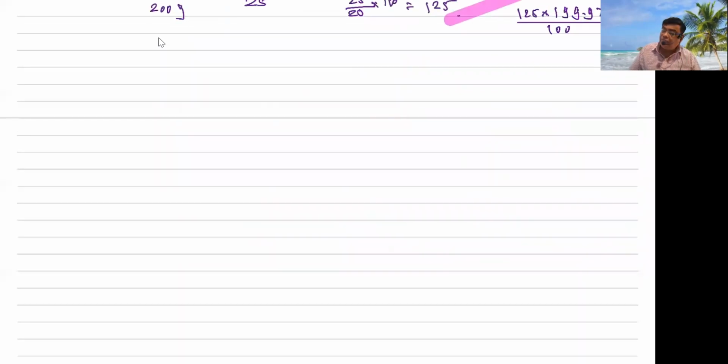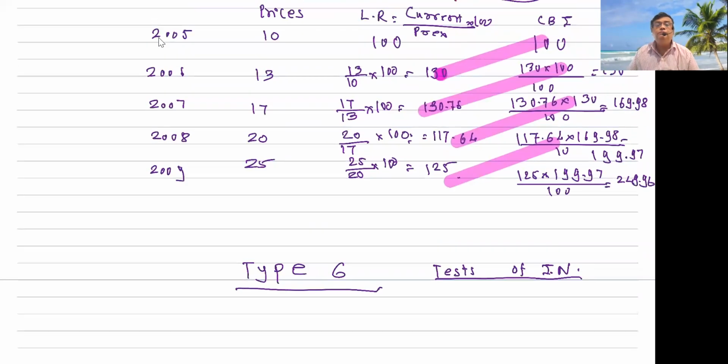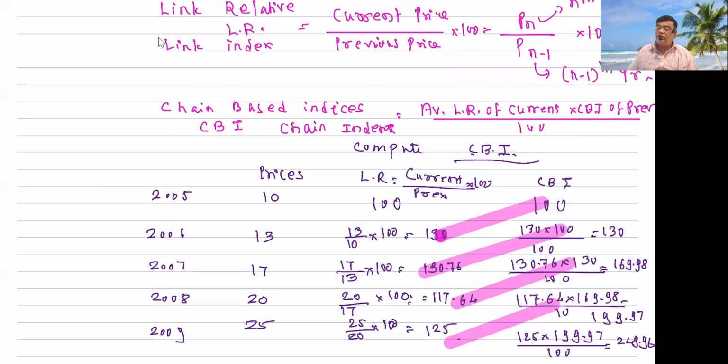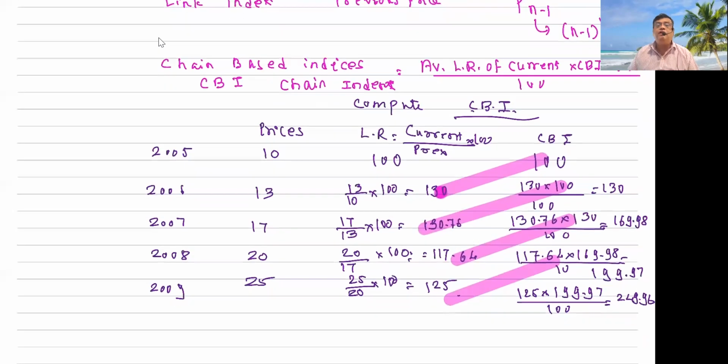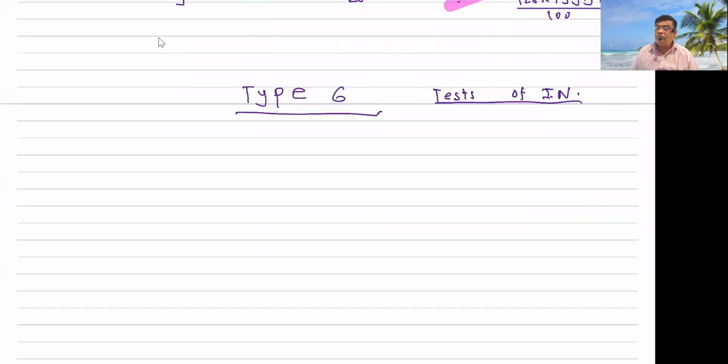And then I consider the last type, number 6, the test of index numbers. FBI means price relative. Price relative is also called FBI. That is not asked. So type number 6 is test of index numbers, and the first one is time reversal test.